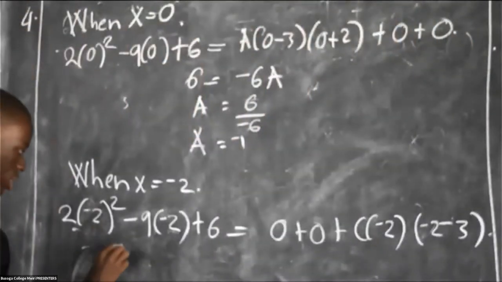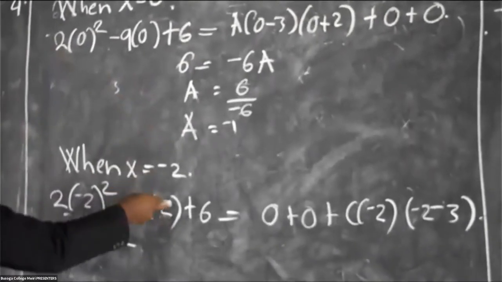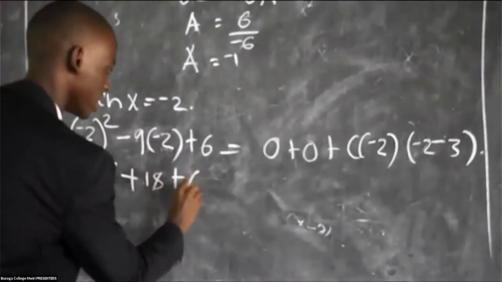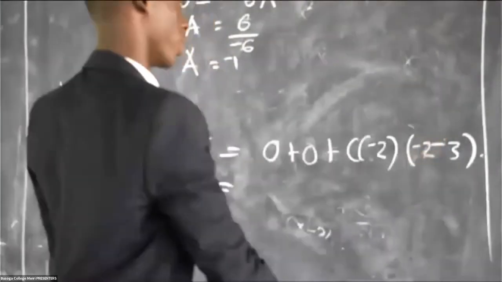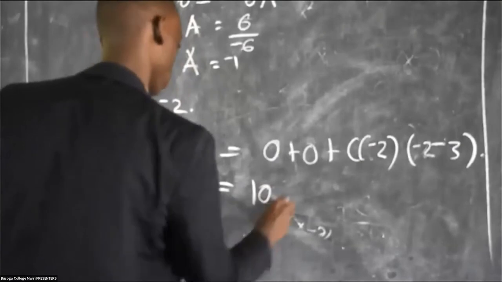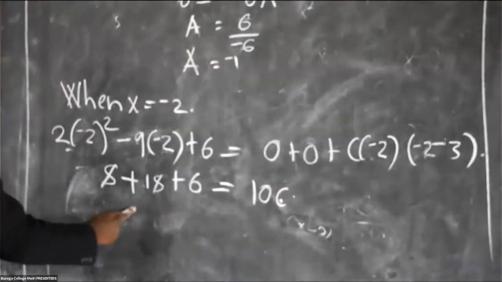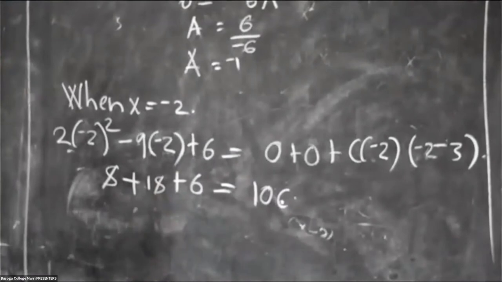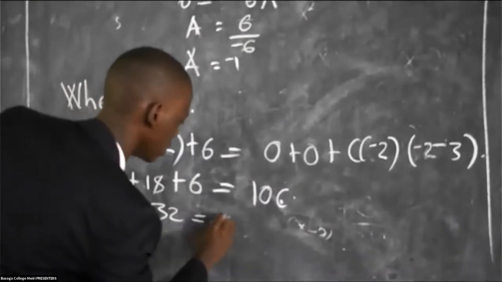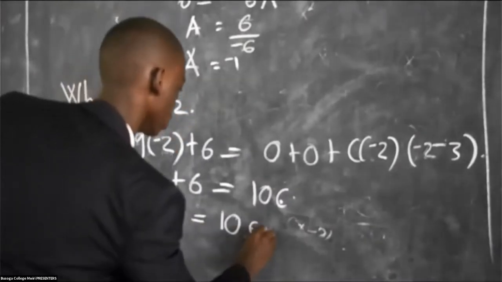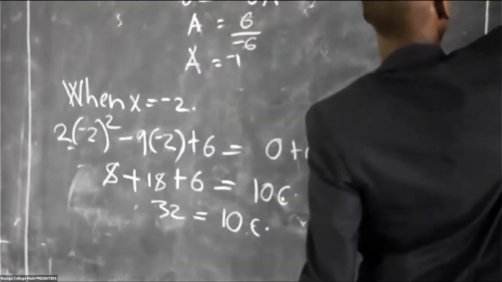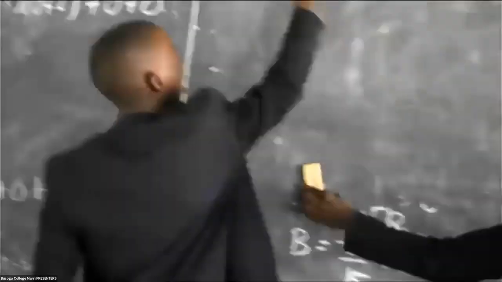Move on. This is 4 times 2, 8. Then minus 9 times negative 2, that is negative 18 times negative 1, that's a plus 18. Then plus 6 is equal to negative 2 times negative 5, that is 10c. The sum of this: 8 plus 18 plus 6, that is 24, 24 plus 8, 32. 32 is equal to 10c. When I divide through, c is going to equal 32 out of 10.